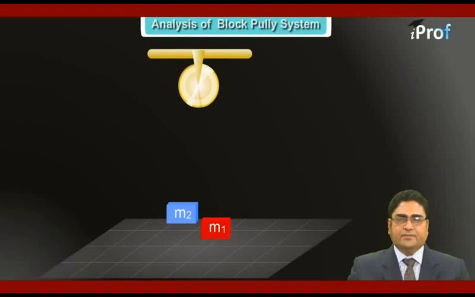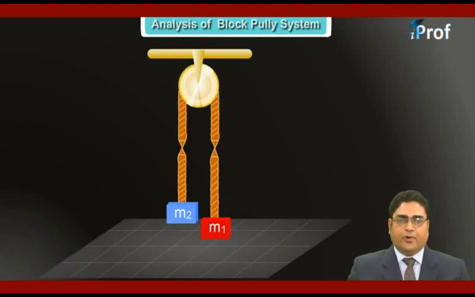The pulley is being fixed with a rope from a fixed support as shown in figure. Now we have to find acceleration of block and tension in the string.